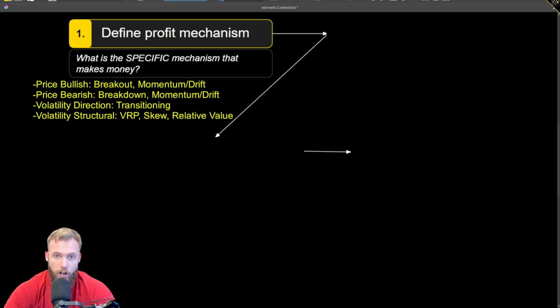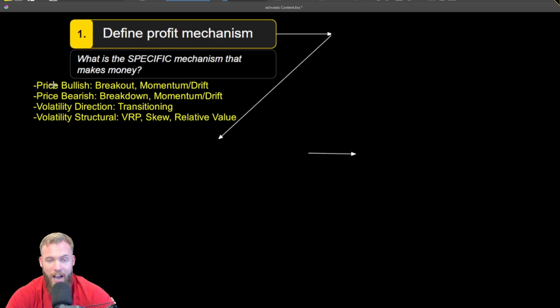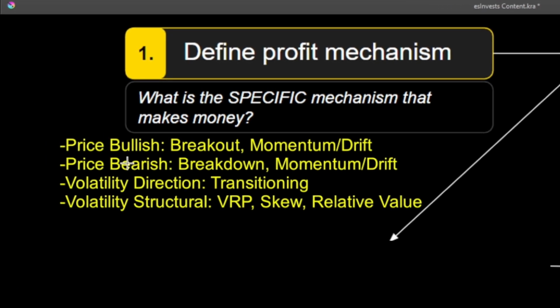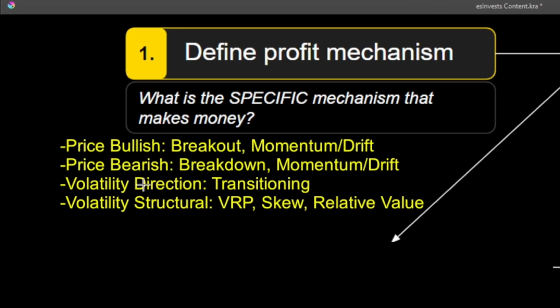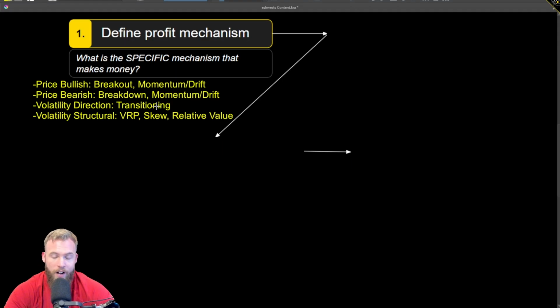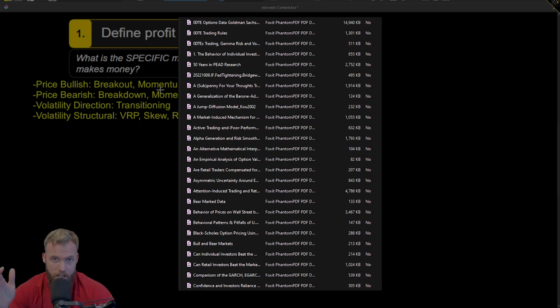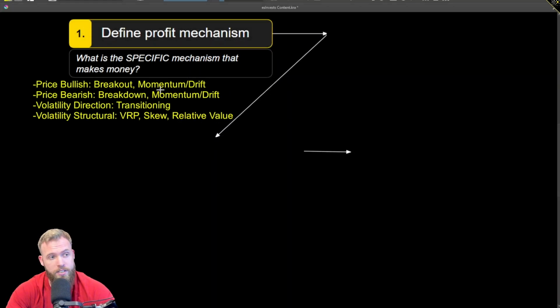So what I offer is a way to break down this broader problem set into a simpler one. And whether or not you want to trade directionally for price up or down, if you want to trade volatility direction, if you want to trade structural volatility, there's lots of different profit mechanisms that are out there. And if you spend some time digging around SSRN, you'll find tons of them. And if you're in the Patreon, I have an entire archive of hundreds of studies that essentially talk about all these different kinds of things.